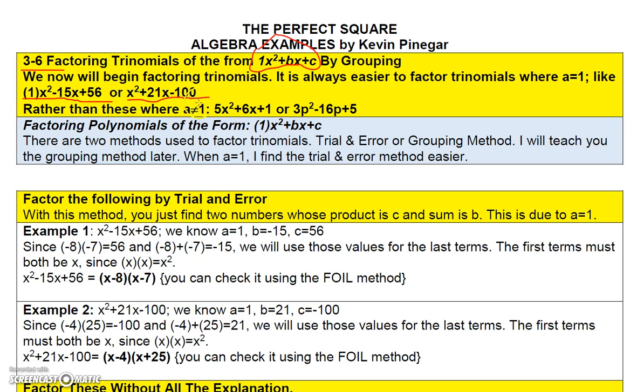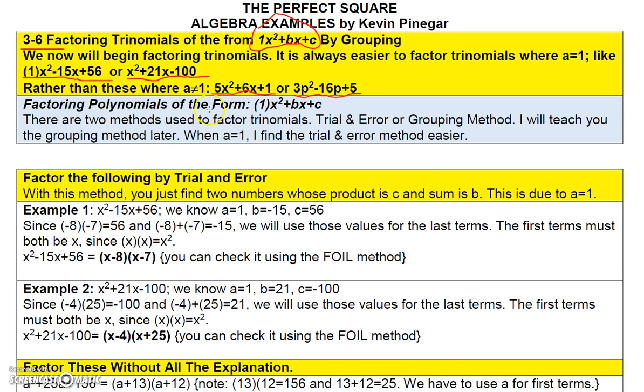minus 100. And we won't focus on these just yet. You can see here on these two examples the coefficient of the squared term is not 1. It's a number other than 1. So we're going to focus on, again, only on trinomials where the coefficient of the squared term is simply 1.